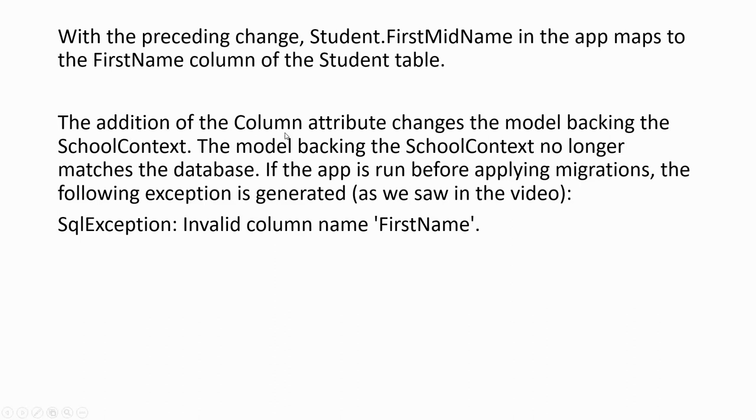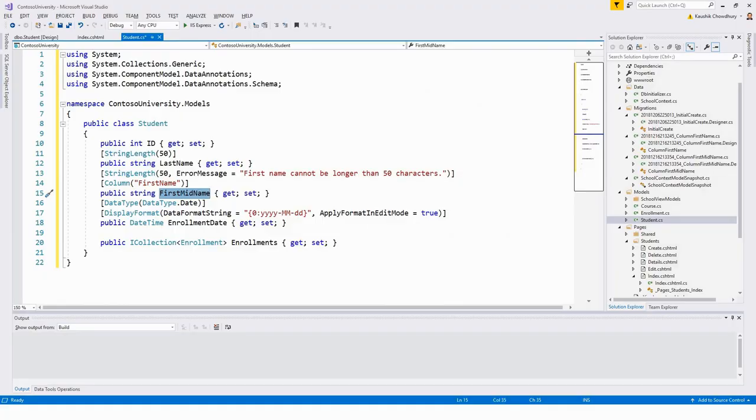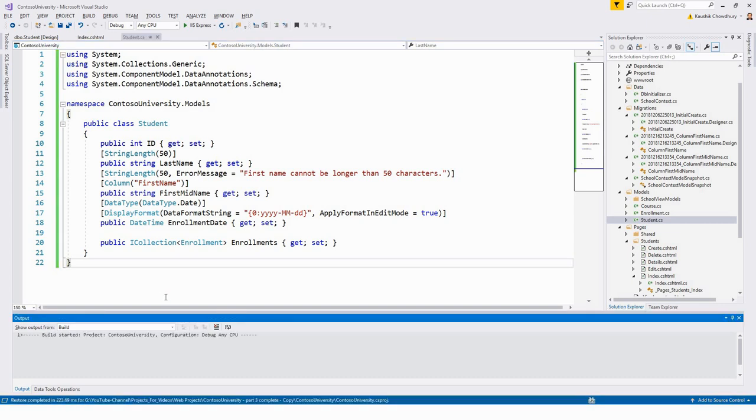Now, in addition, the column attribute changes the model back in the school context. So we'll go back again and we'll build the project. Control Shift B. Now, if I try to run this application, it's still building. I'll show you what happens.